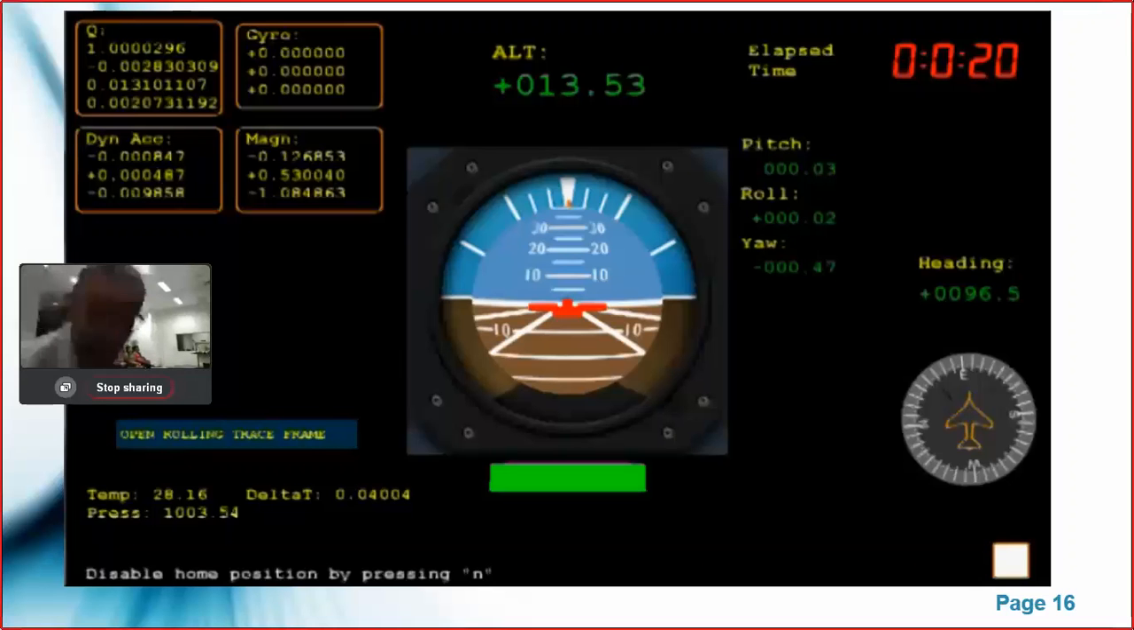Let me take a few minutes just to explain this interface, please. Let me explain this part in Spanish. Okay, take your time, sir. Thank you. You are welcome.